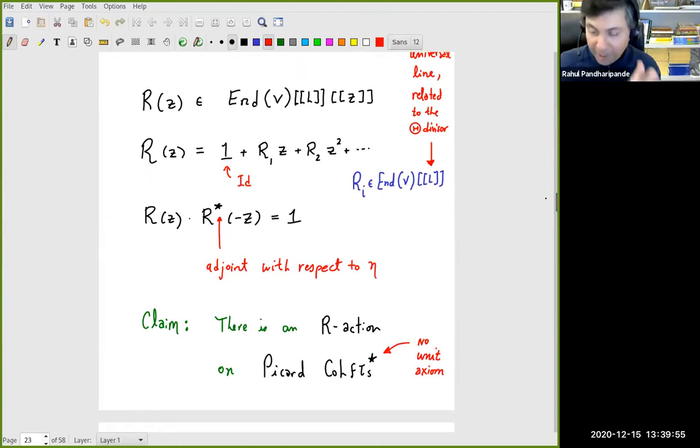unit away, which is already a mathematically interesting thing to do. We can think about CoFTs with no unit axiom. So that means that these CoFTs are built on just a vector space and a form. There's no unit axiom, and it's a good thing to think about them. It's useful. I mean, in the Deligne-Mumford theory you can also think about them without a unit. So I'm going to think about this first without a unit. And there's an R action on Picard CoFTs without unit.